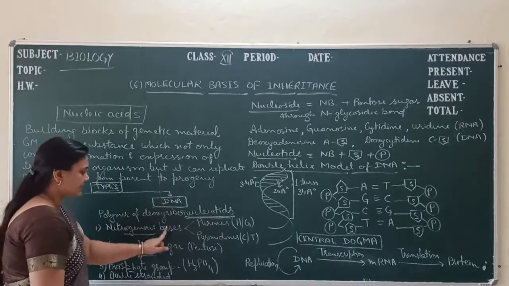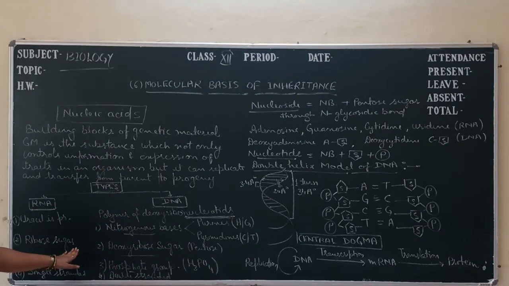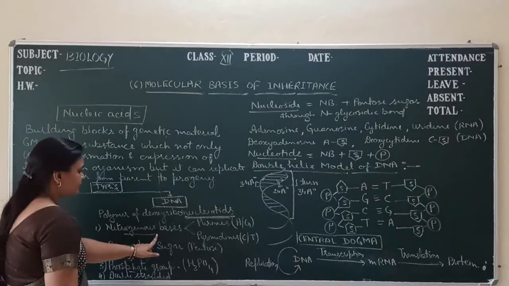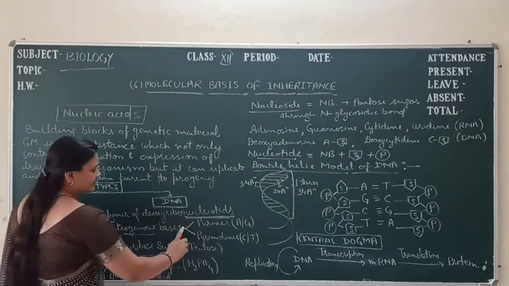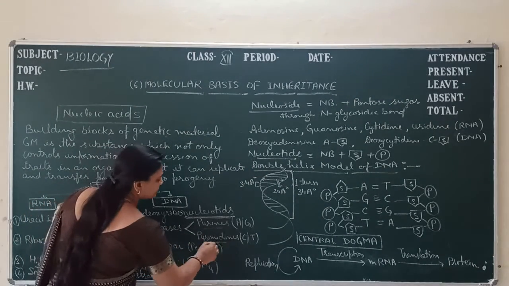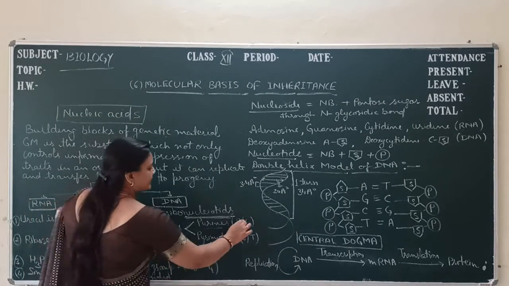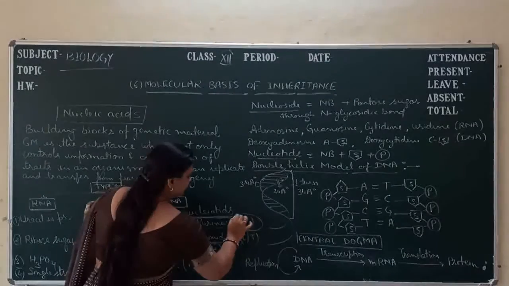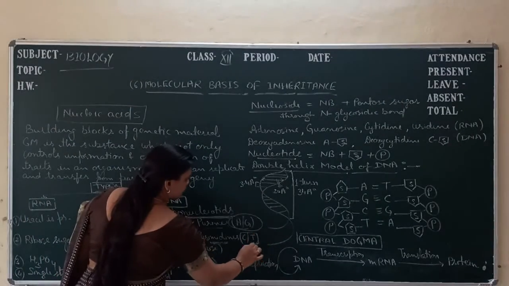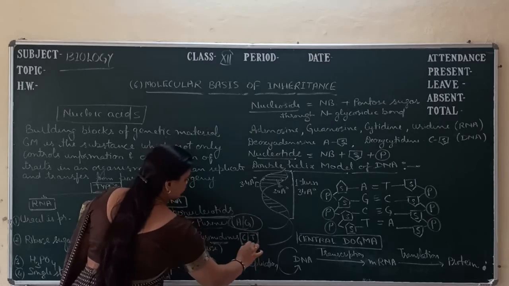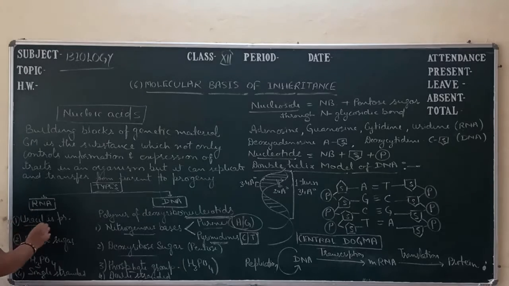Deoxyribose sugar is present in DNA, and in place of deoxyribose sugar in RNA, ribose sugar is present. And nitrogenous bases: there are two types present in DNA and RNA, called purines and pyrimidines. Purines are double ring structures, and adenine and guanine, two types of purines, are present in DNA. Pyrimidines, cytosine and thymine, are also present in DNA. But in place of thymine in RNA, uracil is present.